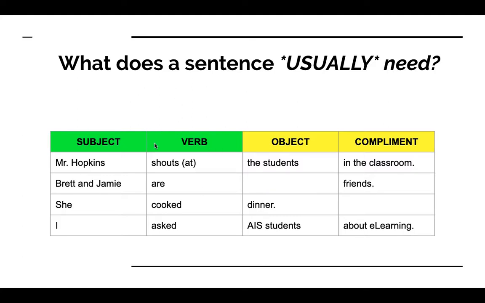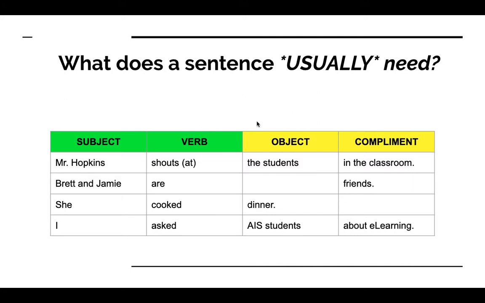So a verb, you know what a verb is. It's the action word. Shout, play, is, am, are, cook, fight, eat, whatever. And the subject is the person or thing which does the verb. Okay, so shouting is obviously a verb. Mr. Hopkins shouts. He's the person who does the verb. He's the person who shouts. Cook, verb, doing word. She cooked. She is the person who did the cooking, basically, right?